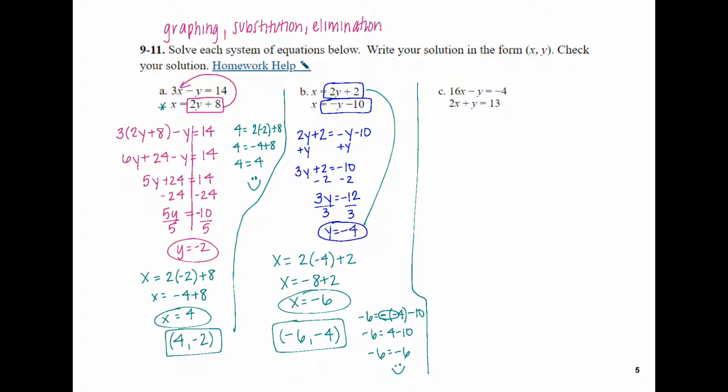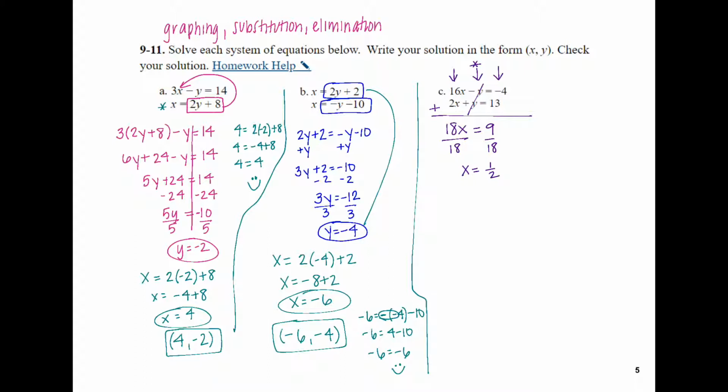Looking at our last problem, I can see that my x's, my y's, and my constants are all lined up nicely. I also recognize that my y's have opposite signs and the same coefficient. So I can use the elimination method and add these two equations together, and my y's eliminate. So I get 18x is equal to 9. I divide by my 18, and I get x is equal to 1/2.